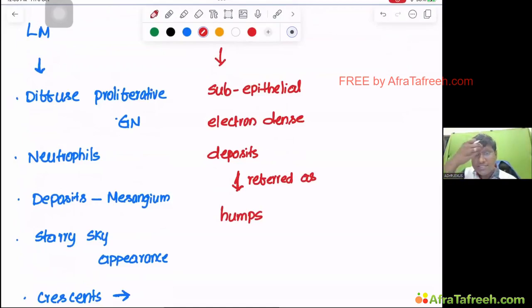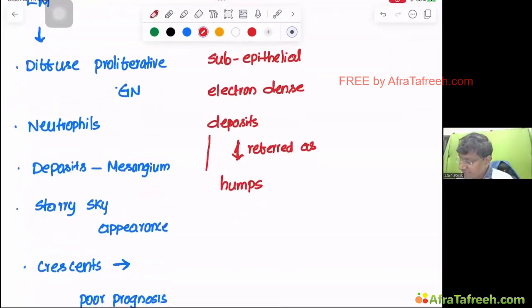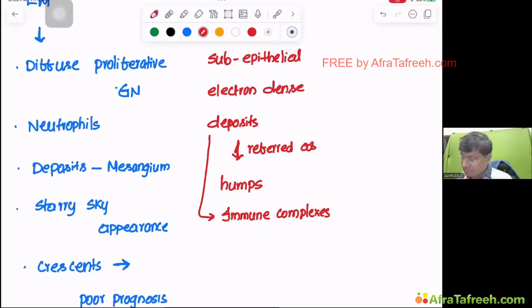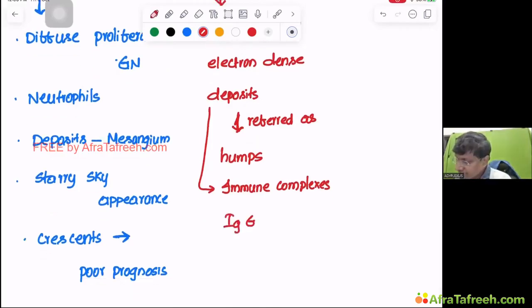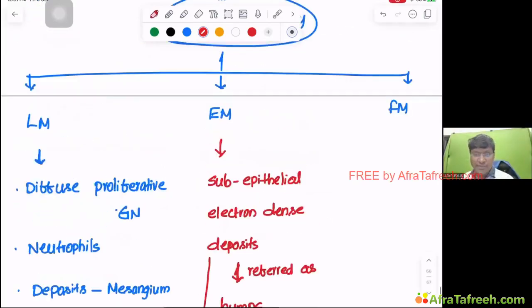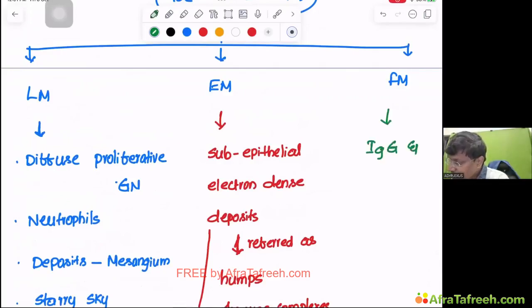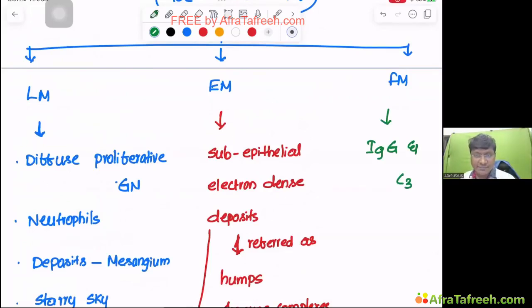Okay, and what do these deposits contain? These deposits contain immune complexes. What are those immune complexes? IgG as well as C3. They are present in the deposits, but they cannot be observed in electron microscopy. Fluorescent microscopy is the one which will demonstrate the presence of IgG and C3.